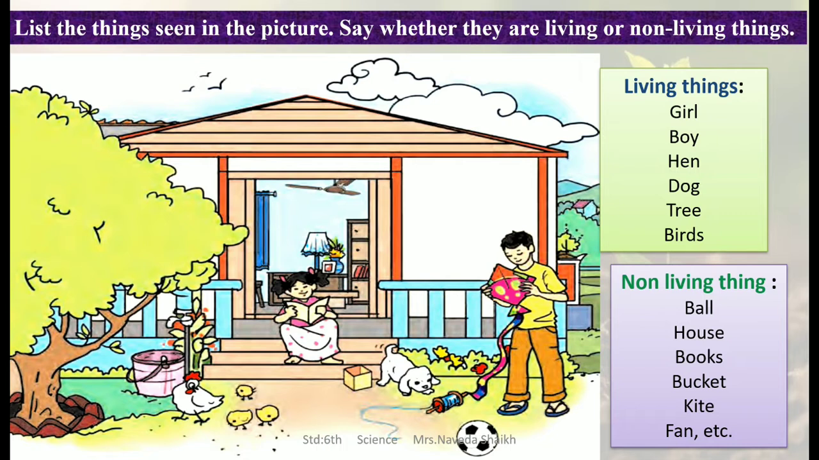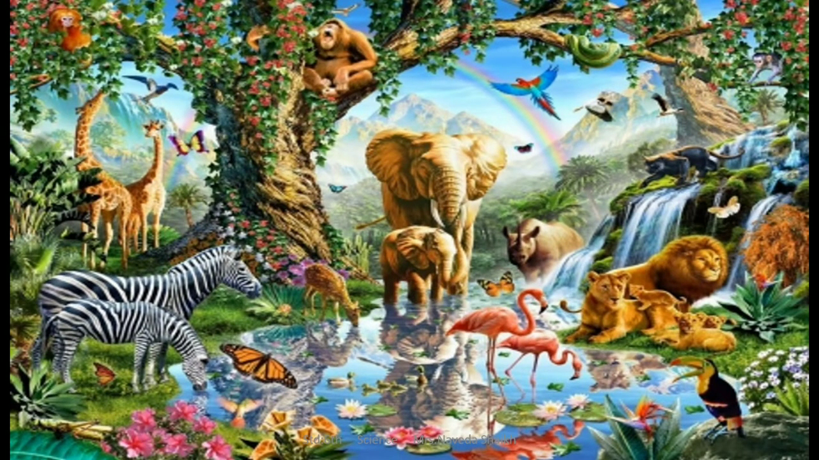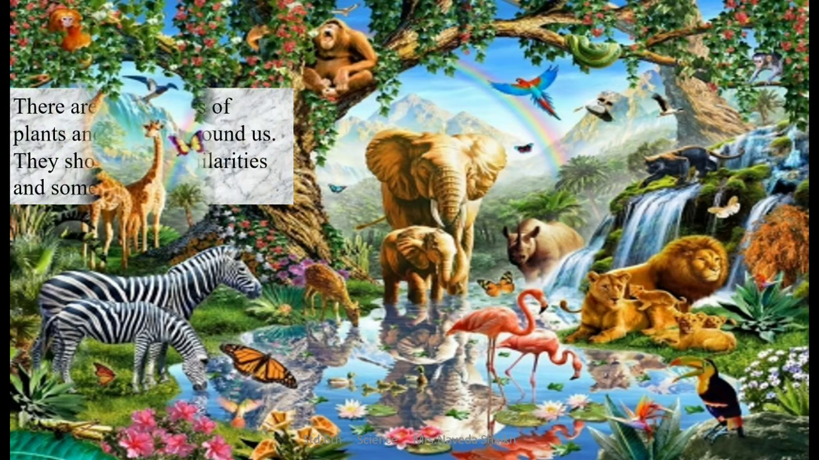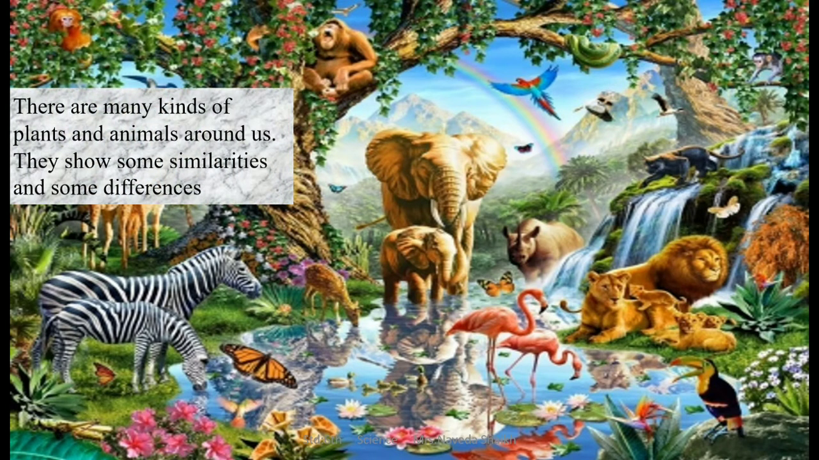So you need to make a list of the things that you see which are living and the ones which are non-living. In this picture, you can see so many different types of animals and plants, and there are so many varieties of them, right? If you see plants, there are many different types. Some are short, some are tall, some are inside the water, some are on land. You can see animals, some can fly, some can swim in the water. So you can see a huge variety of plants and animals around you.